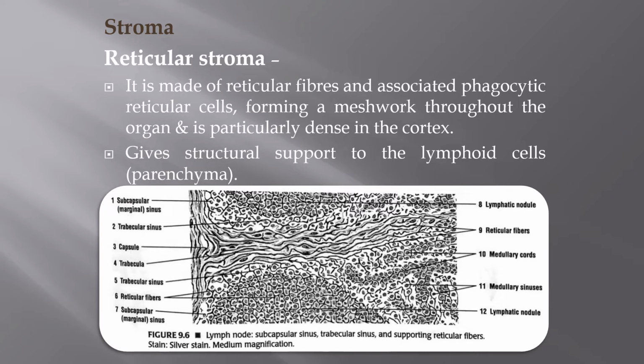Reticular stroma. The reticular stroma is made up of reticular fibers associated with phagocytic reticular cells, forming a meshwork throughout the organ, and is particularly dense in the cortex. It gives structural support to the lymphoid cells, that is the parenchyma. Here in this picture you can see a special stain, a silver stain, done just to see the reticular fibers in the lymph node.